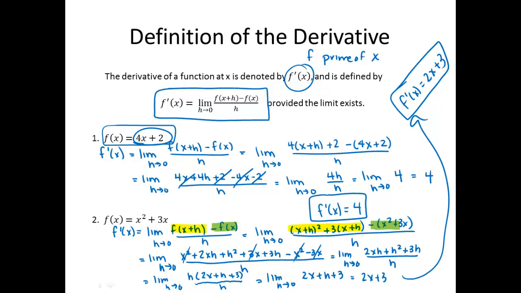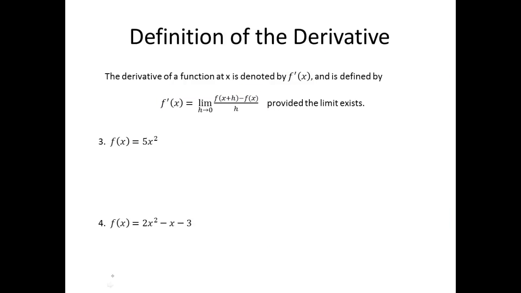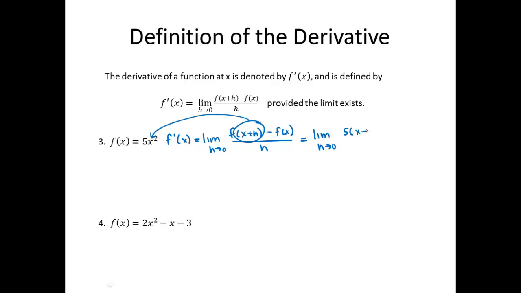Alright, I'm going to try number 3 with you on the next page, and then I'm going to let you do number 4 on your own. Once again, we're going to start with f prime of x equals the limit as h goes to 0, f of x plus h minus f of x all over h. I will start my substitution. The limit as h goes to 0, I'm going to put in the x plus h inside of here, which gives me 5 times x plus h squared. Now I'm going to subtract the original, which is just minus 5x squared, all over h.